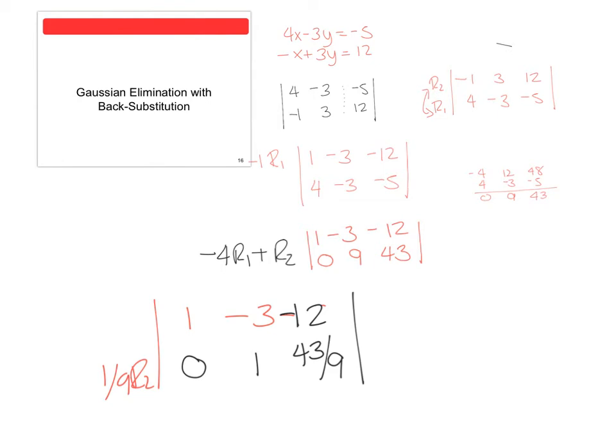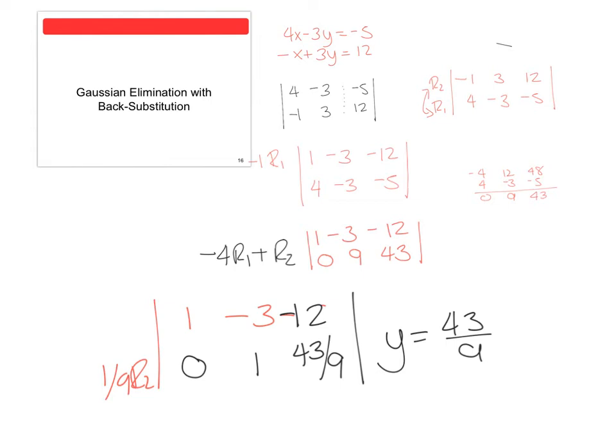So now that we did that, in order to utilize this method, all we have to do is back substitution. Here, remember, this is column X, this is column Y. So this tells me that Y equals 43 over 9. So what I could do is back substitute into this top one, because that's what would be easier to substitute into. I have X minus 3y equals negative 12. So I could do negative 3 times 43 over 9, and I'm going to get 43 over 3.